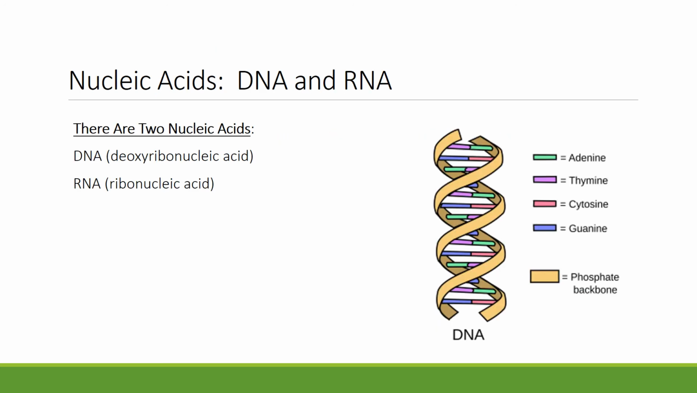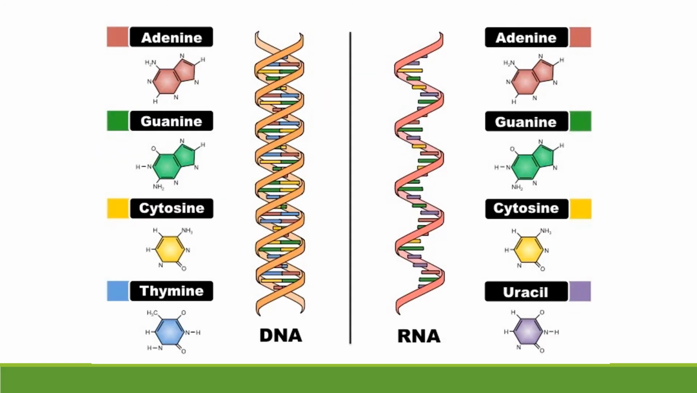We're going to talk very briefly about another group of organic molecules. Remember, organic means the molecule contains carbon. These are the nucleic acids DNA and RNA. DNA stands for deoxyribonucleic acid and RNA stands for ribonucleic acid. They're named for the sugars that they contain. If you look at the picture on the right, you can see what DNA looks like. DNA and RNA both contain 4 bases. DNA contains adenine, guanine, cytosine, and thymine, and RNA contains adenine, guanine, cytosine, and uracil.